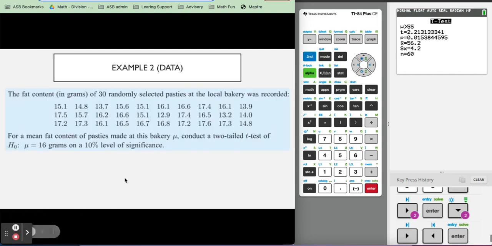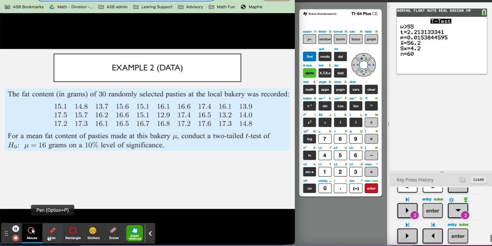Now let's look at our second example. The fat content in grams of 30 randomly selected pastries at a local bakery are recorded. For a mean fat content of pastries made at this bakery mu, conduct a two-tailed t-test where the null hypothesis is that it's equal to 16 grams, so 16 grams per pastry, and we're doing a 10% level of significance. Okay, so in this question, they're already giving us the null hypothesis.